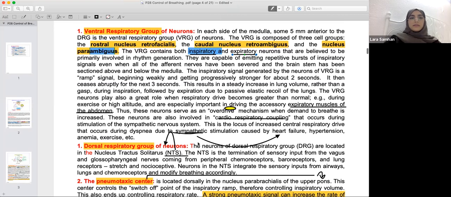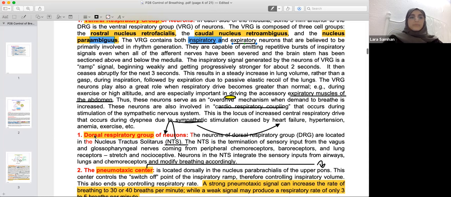Also, the VRG helps in regulating the sympathetic pathway. How does this happen? For example, if somebody had heart failure, hypertension, anemia, or was exercising, or for whatever reason the oxygen level is unstable in the body, the VRG helps in stimulating this sympathetic pathway, for example to increase the heart rate and increase the breathing, or to slow the heart rate and slow the breathing, so that it can compensate for the abnormality or the pathology that's happening in the body.